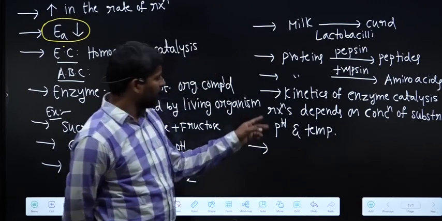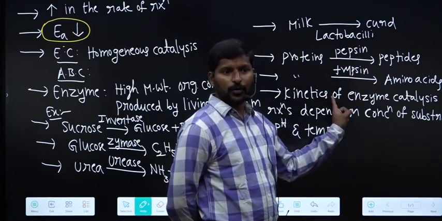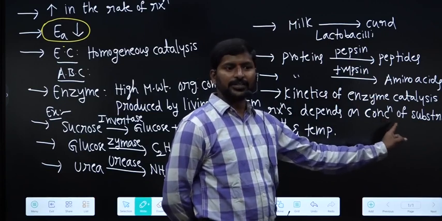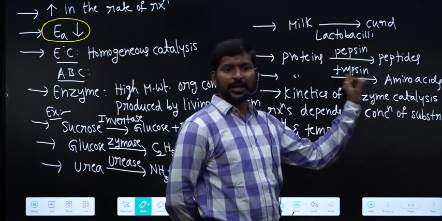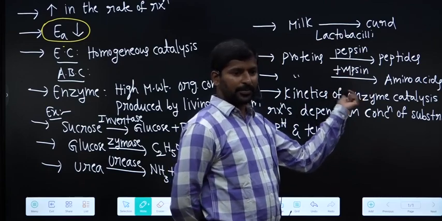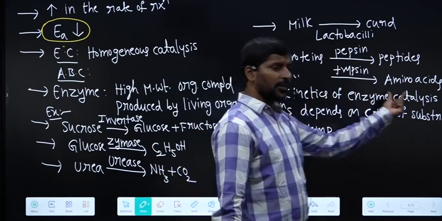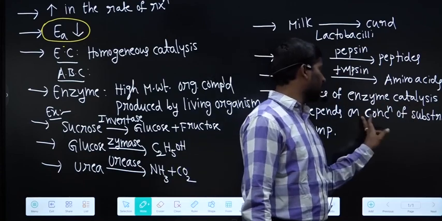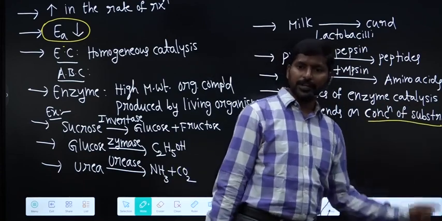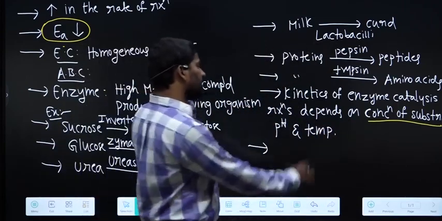How does kinetics change with the concentration of substrate? That is explained by a mechanism, the Michaelis-Menten mechanism. It is an important mechanism. The Michaelis-Menten mechanism explains how kinetics of enzyme catalysis reactions depends on the concentration of substrate. That is explained by Michaelis-Menten kinetics only. Write that point.